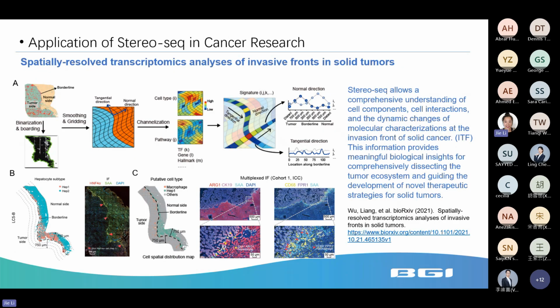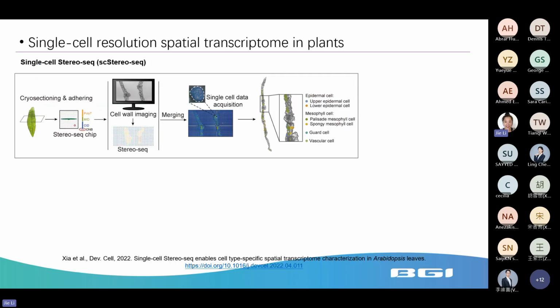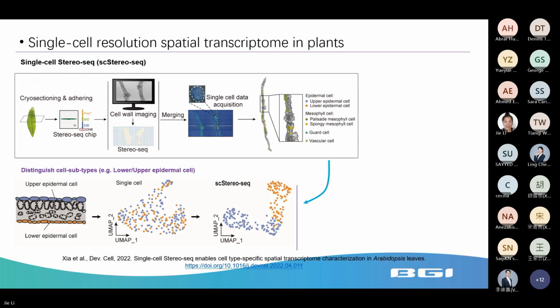And I may not go through the cancer paper, and I will go straight to the plants. So for the plants, we know we have many opportunities and requirements on plant Stereo-seq from the rural area. So it's also a large field in transcriptomics, spatial omics.